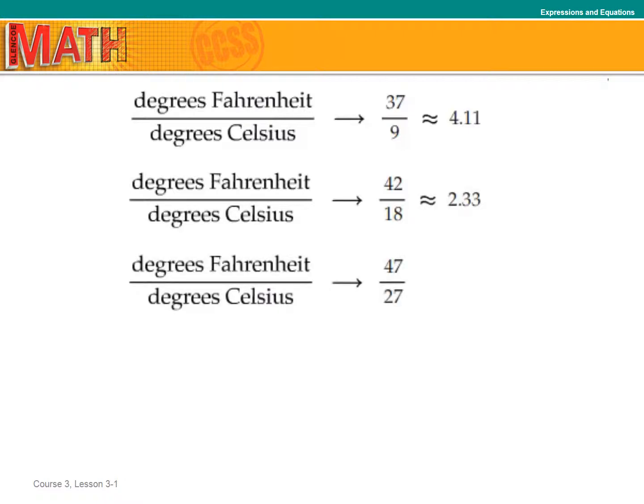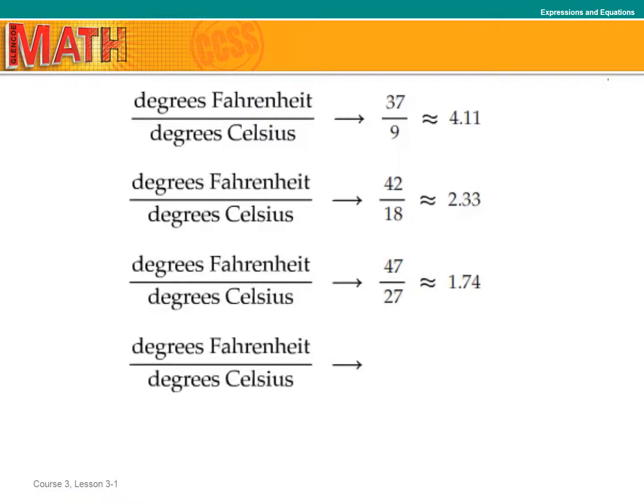Let's try 47 degrees Fahrenheit and 27 degrees Celsius. The ratio is approximately 1.74. Our final set is 52 degrees Fahrenheit and 36 degrees Celsius. This is approximately 1.44. Since all of the ratios are not equal, a temperature in degrees Celsius is not proportional to the same temperature in degrees Fahrenheit.